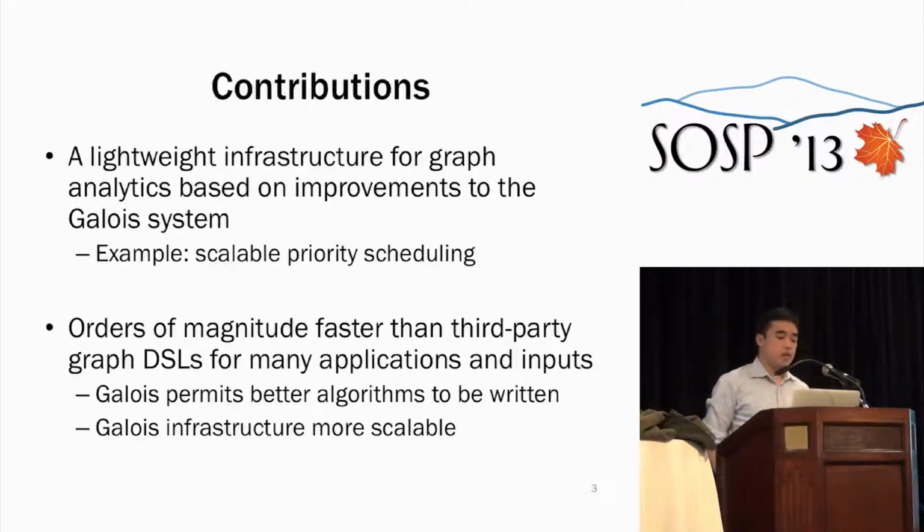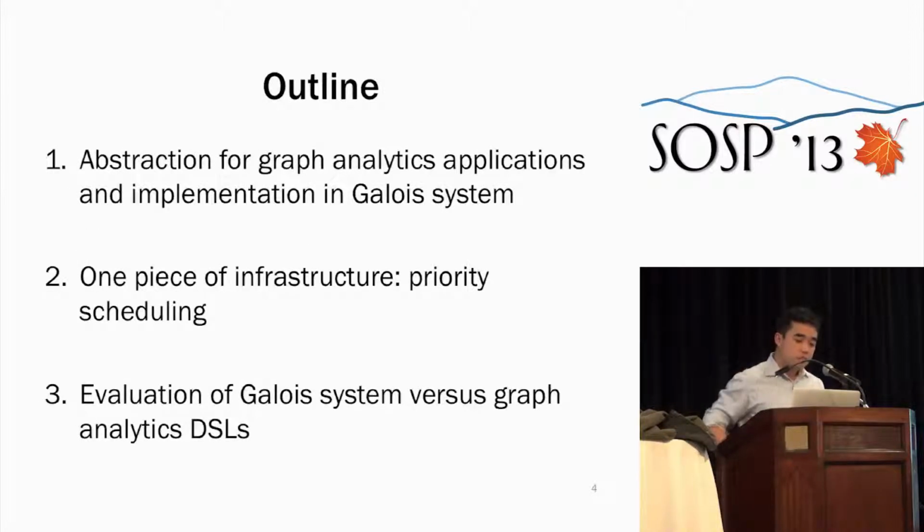Contributions of our work are a lightweight infrastructure for graph analytics based on improvements to the Galois system, which is an existing system for exploiting parallelism. One improvement that I'm going to describe in this talk is our implementation of priority scheduling. Through these improvements, we're able to achieve orders of magnitude performance improvement over third-party graph analytics DSLs for many applications and inputs. The reason we observe these improvements is mostly due to the fact that Galois supports a more general programming model, which allows better algorithms to be written. Secondarily, Galois has a better infrastructure for shared memory parallelism, which improves our performance.